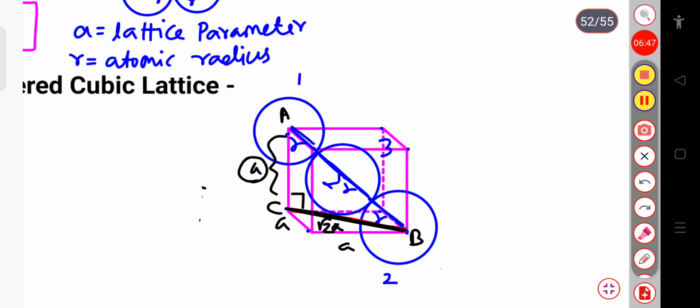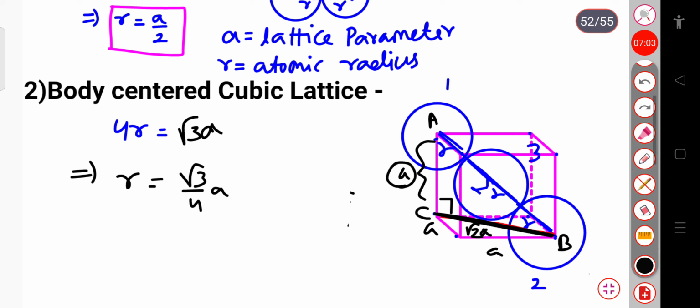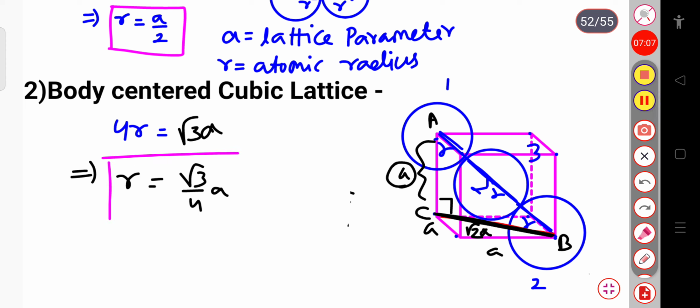So now let me write. This 4r is equal to root 3a. That implies r will be equal to root 3 by 4 into a. So for the BCC structure, the atomic radius will be equal to root 3 by 4 into a. a is the lattice parameter and r represents the atomic radius.